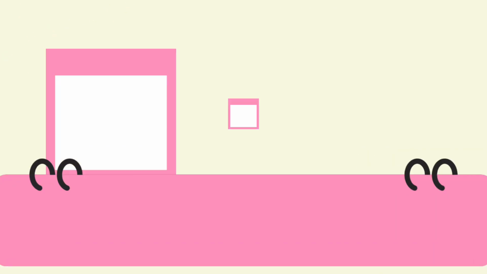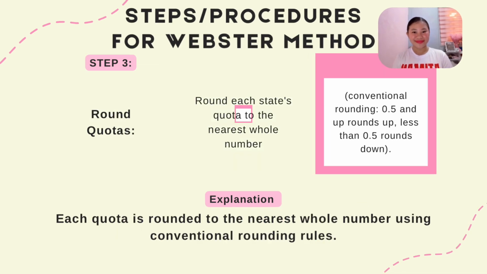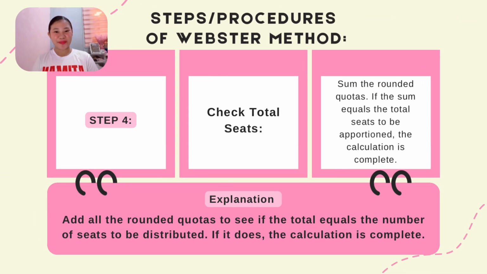The result is called the quota, which shows the estimated number of seats each state should receive based on the population. The third step is to round the quotas. In the Webster method, each quota is rounded to the nearest whole number. If the decimal is 0.5 or higher, we round up, and if it is less than 0.5, we round down. The fourth step is to check the total number of seats. We add all the rounded quotas to see if the total is equal to the required number of seats that need to be distributed.